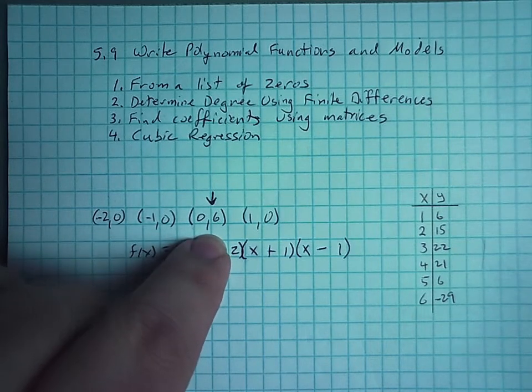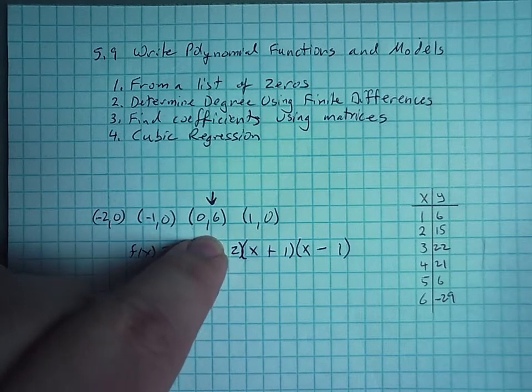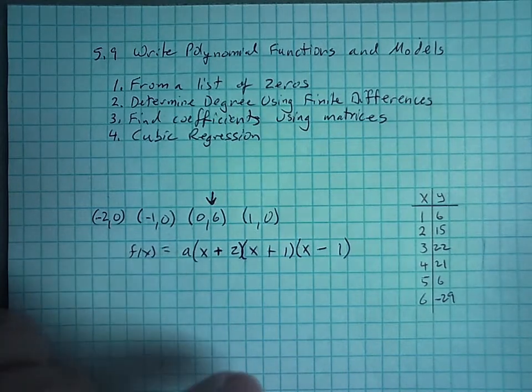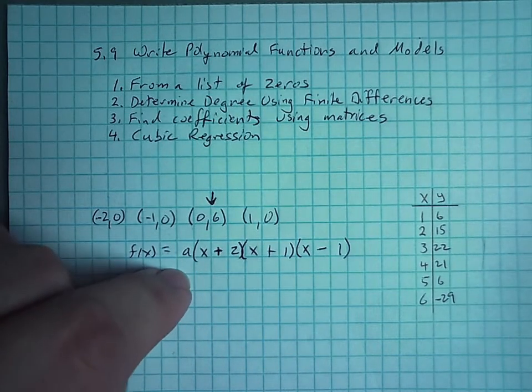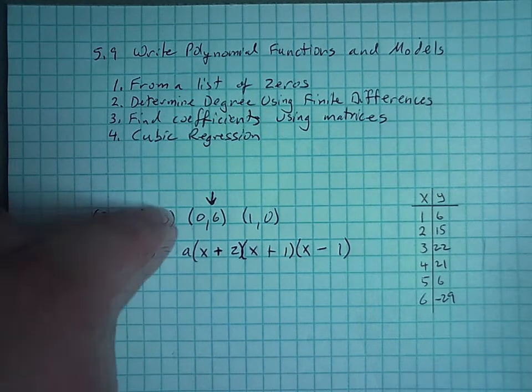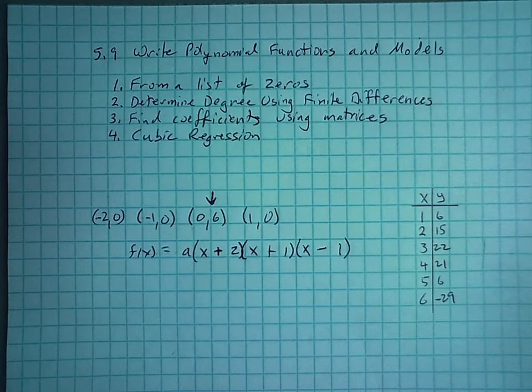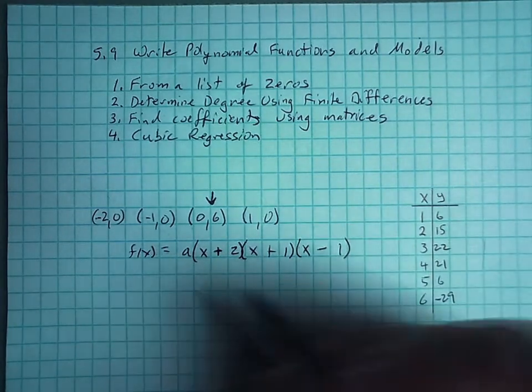And that's why I need a point that's not a 0. If you don't have any points that aren't zeros, then a could be anything and still go through these 3 zeros. So if your instructions include finding a specific polynomial, they have to give you an additional point. If they just say write a polynomial that goes through these zeros, then you're free to satisfy those conditions while making a be anything you like, including 1, which is definitely the easiest.